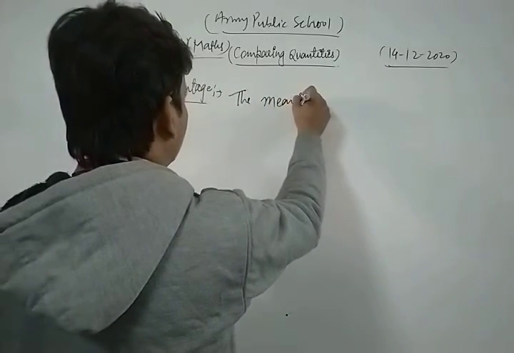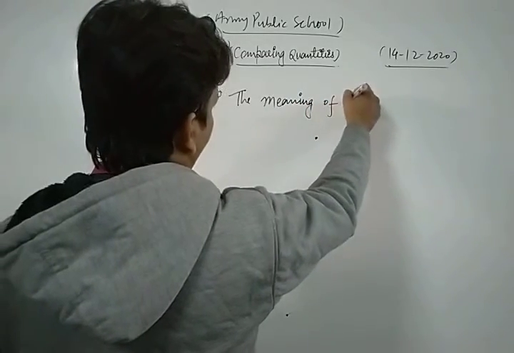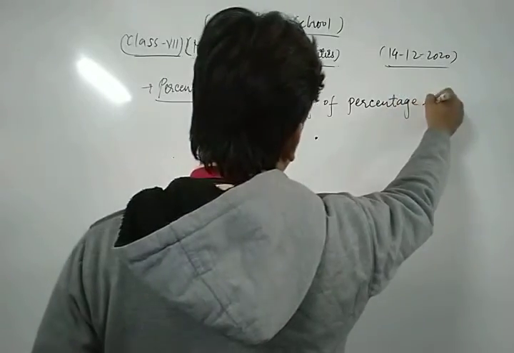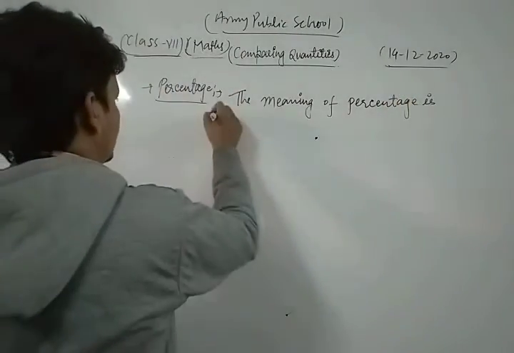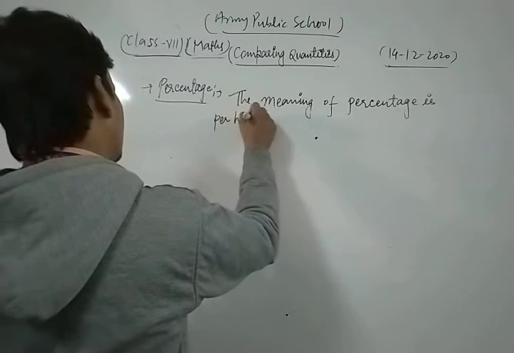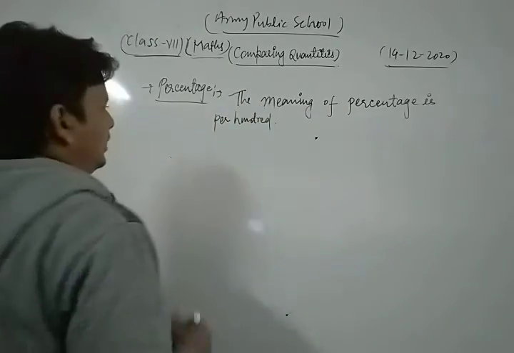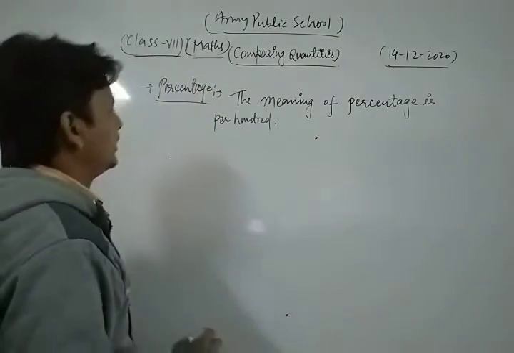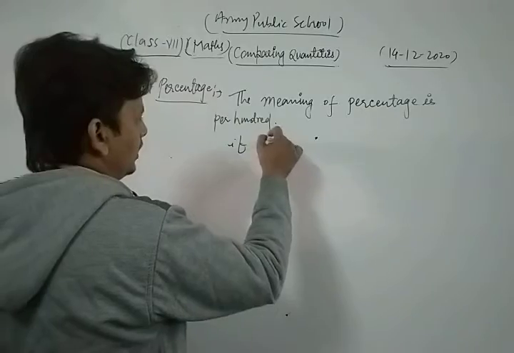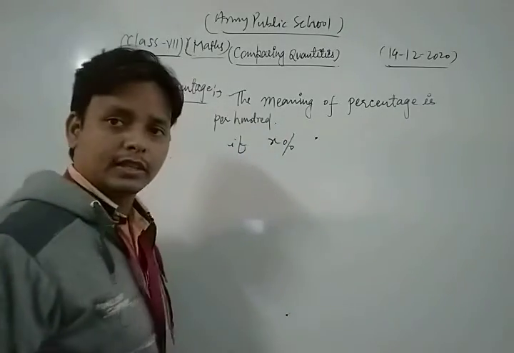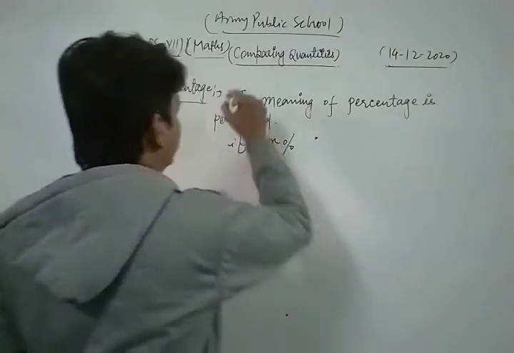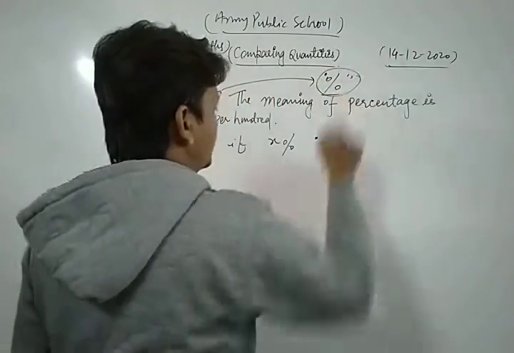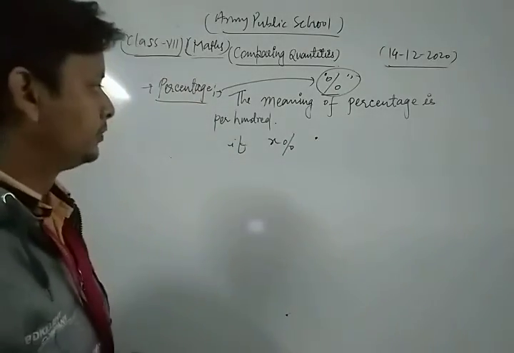The meaning of percentage is per 100. Okay, dear students, the meaning of percentage is per 100. It means that if we write x percent, and the symbol of percentage, we represent it in this way. This is the symbol of percentage.